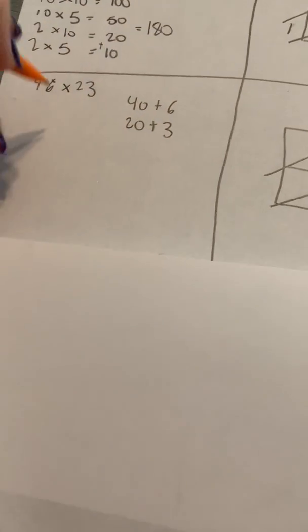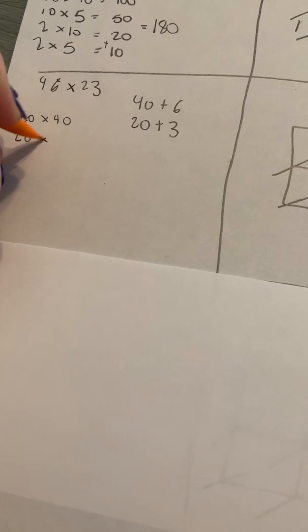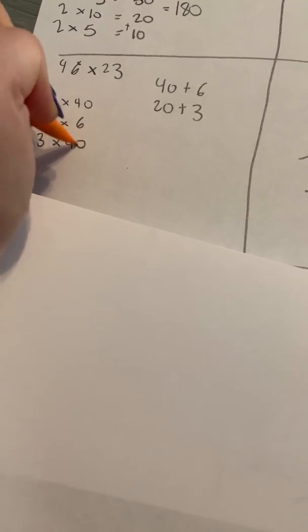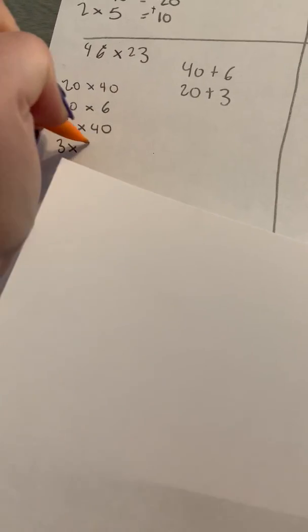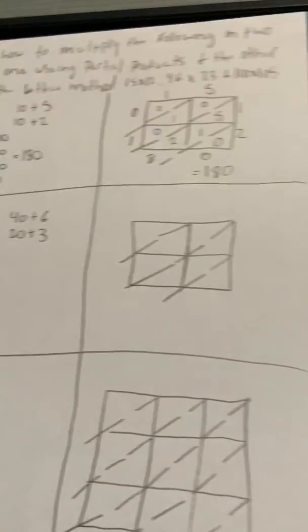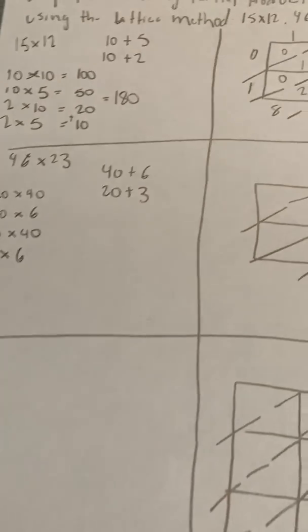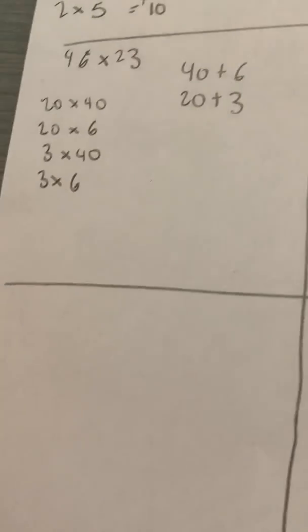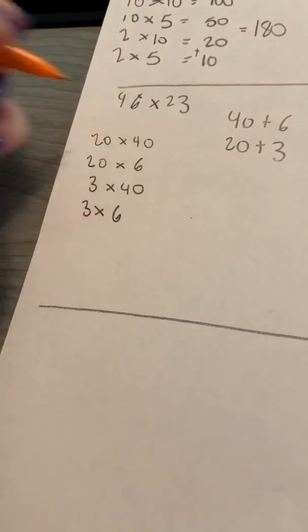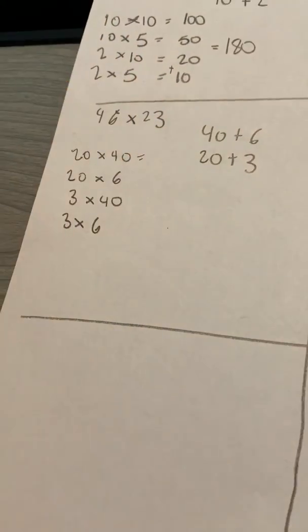So to continue, what we're going to do is multiply all of these together. So we're going to get 20 times 40, 20 times 6, 3 times 40, and 3 times 6. I'm going to move this out of the way because we got this, but the papers are getting annoying. So now what we're going to do is multiply them together.